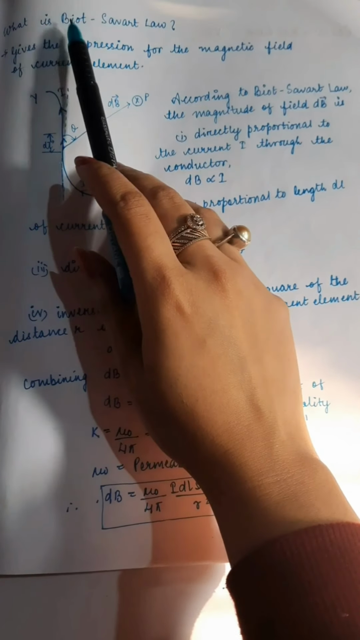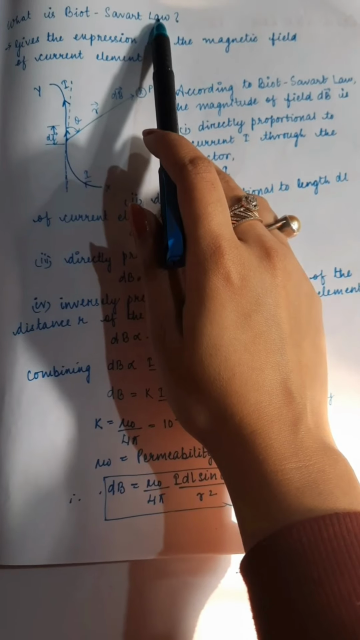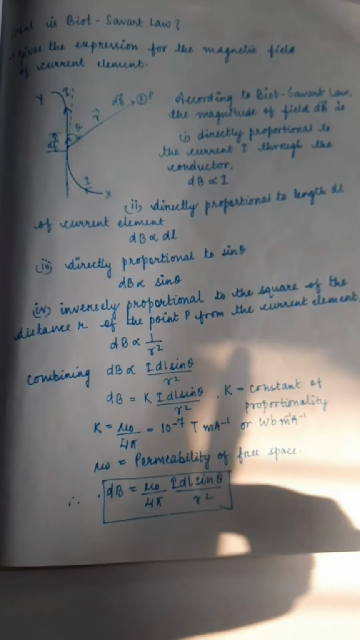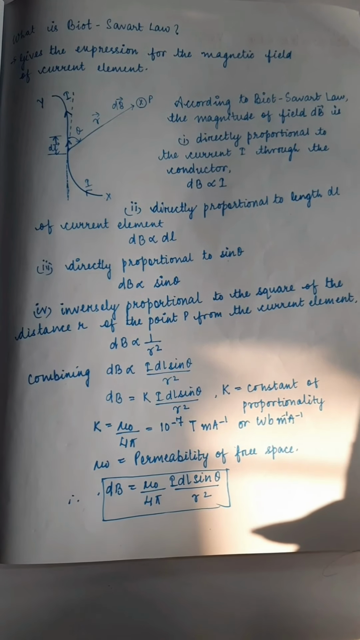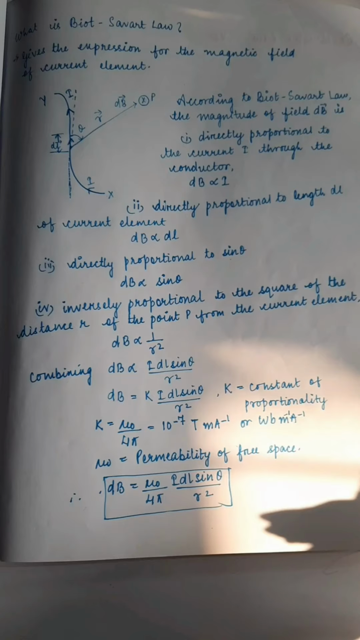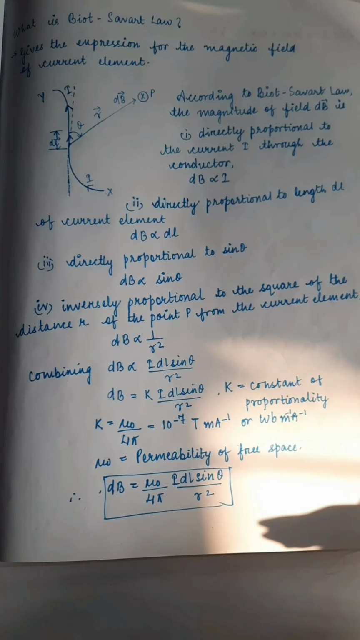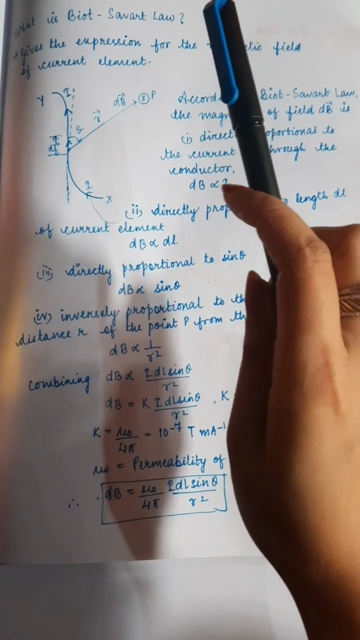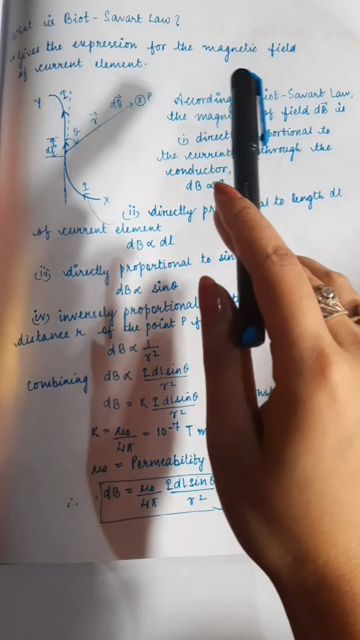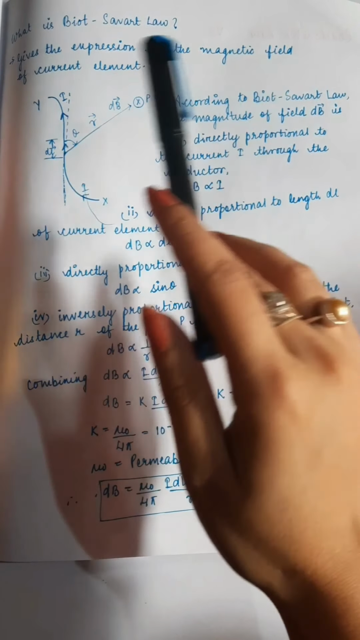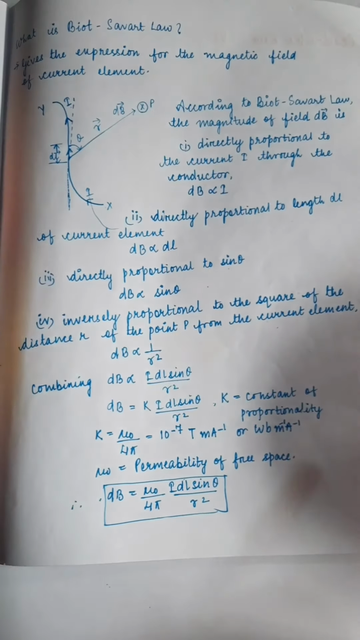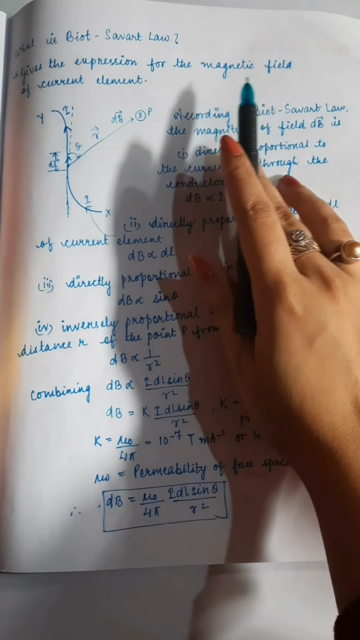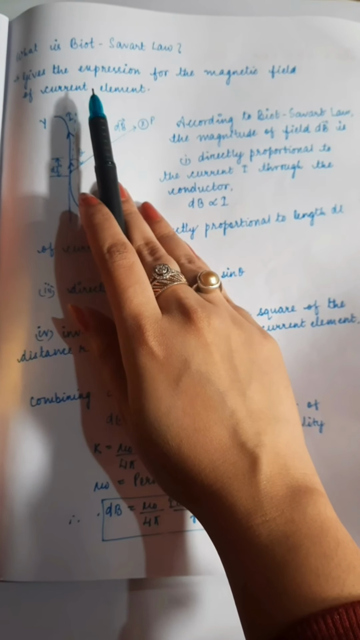So the topic is Biot Savart law. Whenever we hear about any kind of new law, the first question that comes to our mind is what exactly we are going to learn from this particular law. Here in Biot Savart law, we are going to get an expression for the magnetic field of current element. Now let us come to these two terms, what exactly we understand by magnetic field of current element.